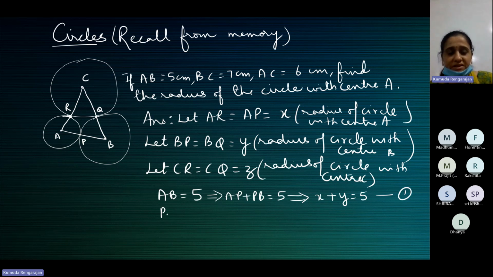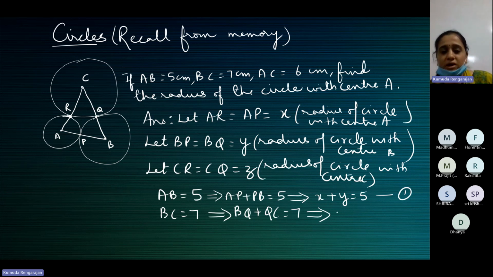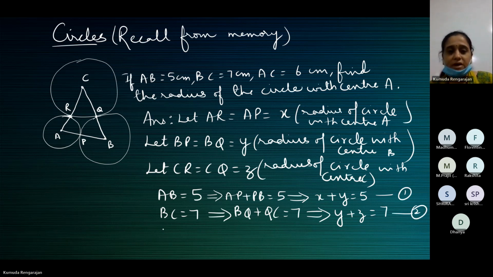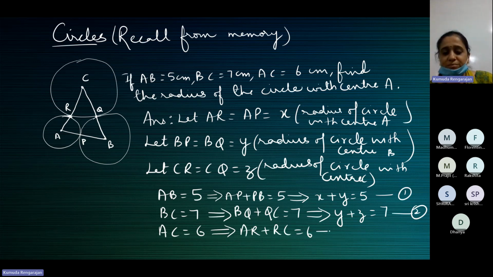Then it's given that BC is equal to 7. BC is made up of BQ and QC. BQ and QC is equal to 7. And BQ we have called Y, and QC we have called Z. So Y plus Z is equal to 7, equation 2. And then we are given AC is equal to 6. AC is made up of AR and RC. This is 6, which implies X plus Z is equal to 6. Equation 3.